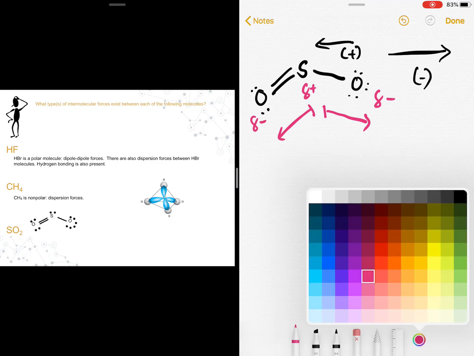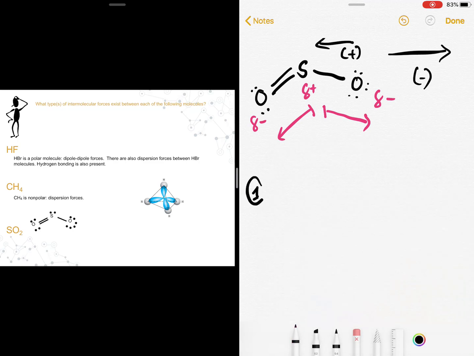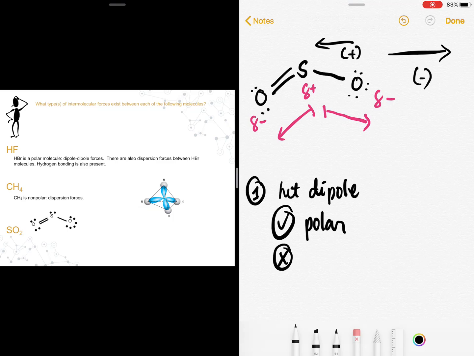Kasi nga, ano ang first step natin para makapag-identify tayo ng types of IMF? Identify first whether there is a net dipole, di ba? Identify first if there is a net dipole. So, if there is a net dipole, automatic, yun ay polar. Kung wala siyang net dipole, ito ay non-polar. Okay, I hope you can still recall that. Please don't forget that, no?